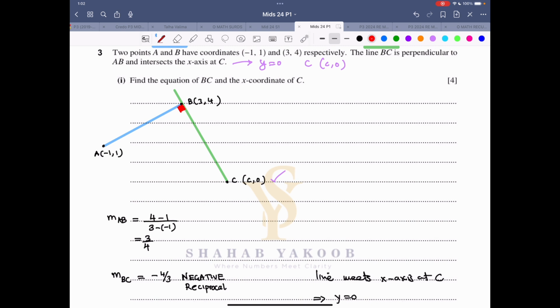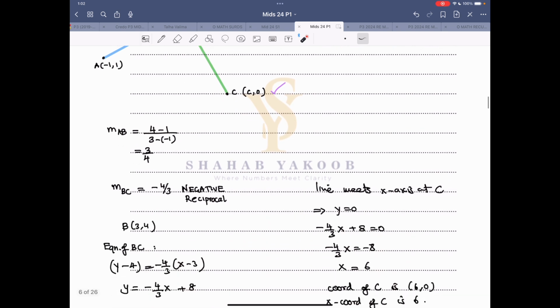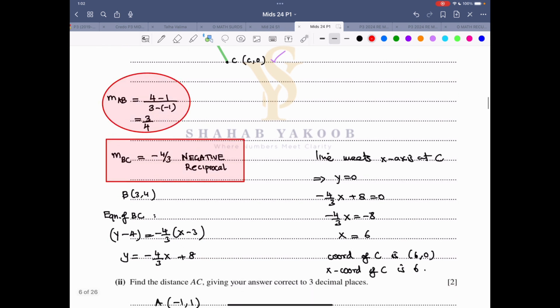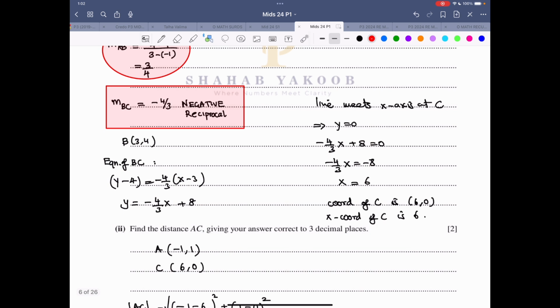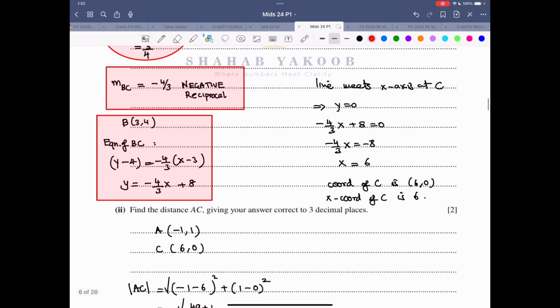So now what is the strategy? The strategy is find the gradient of AB, negative reciprocate, you will find the gradient of BC. You can either find the equation of a line, when it meets the x-axis the y coordinate is 0, you'll find C, or you can use the gradient formula and then you get the answer. Gradient of AB, that is the first step, that is 3/4. Gradient of BC, that is the negative reciprocal. And then we found the equation of BC, which was asked.